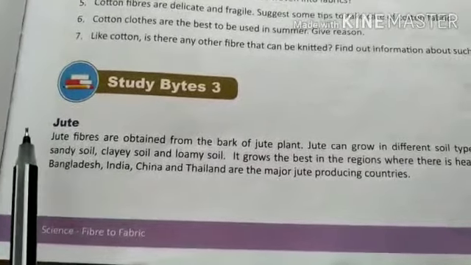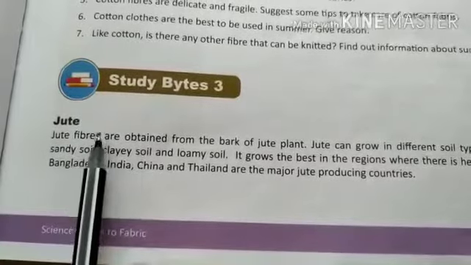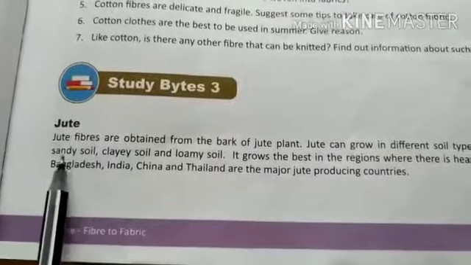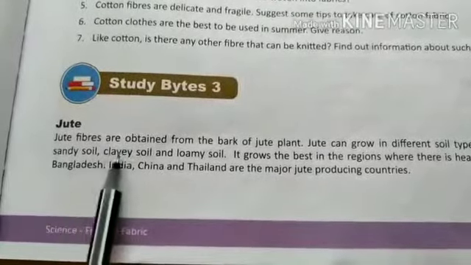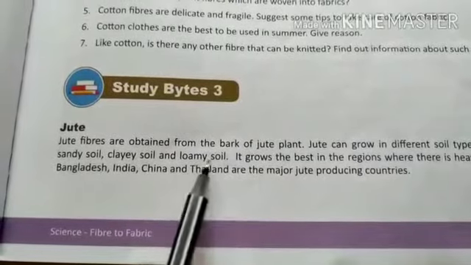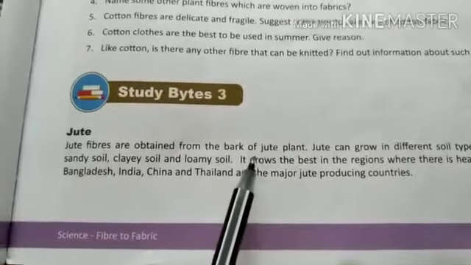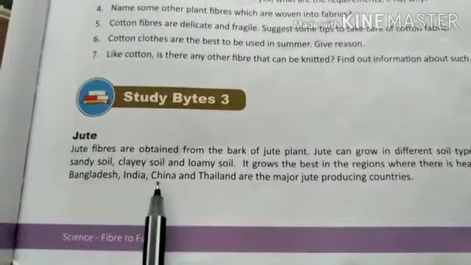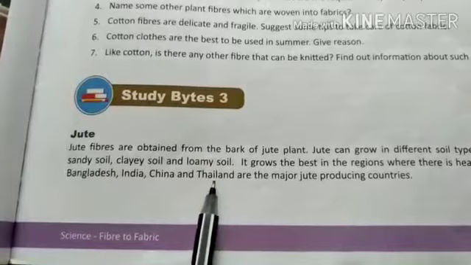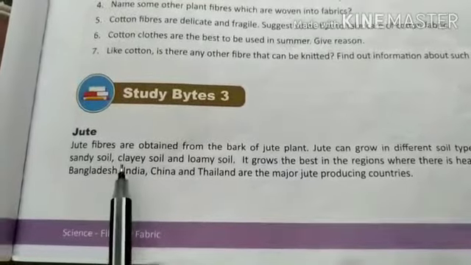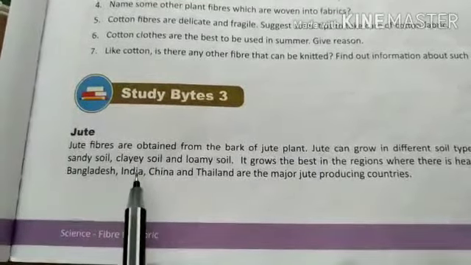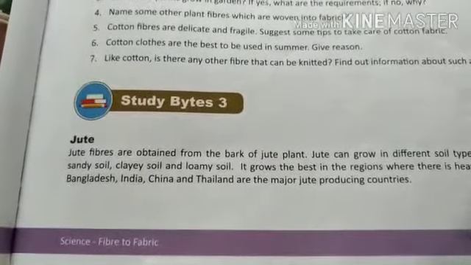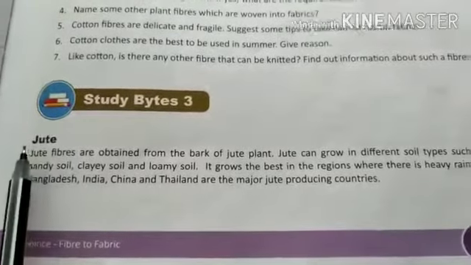Now we will discuss the requirements for the jute plant to grow. It grows in different types of soil like sandy soil, clay soil and loamy soil. The major countries which grow jute are Bangladesh, India, China and Thailand. We should also understand that the jute plant requires a hot and humid temperature, plus very heavy rainfall, to grow easily.